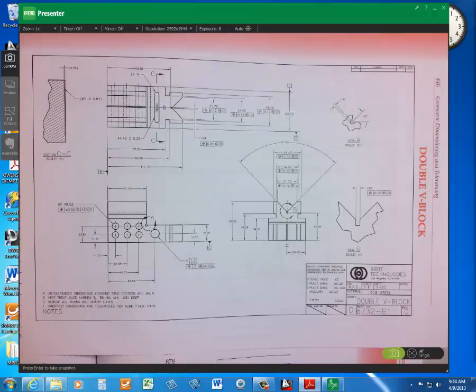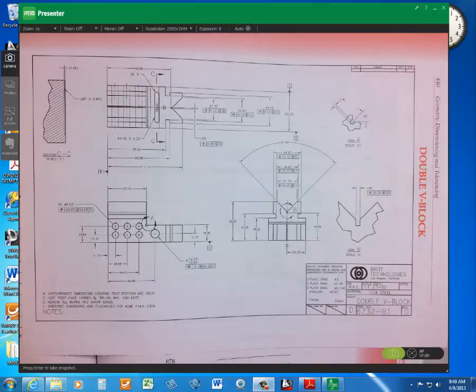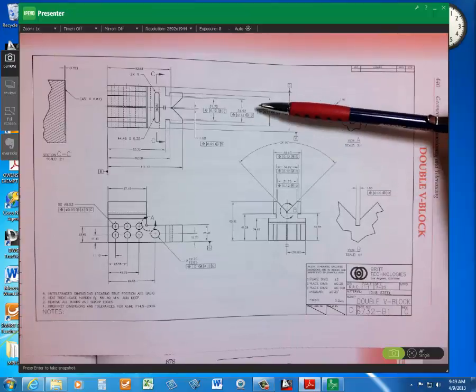Okay, I'm going to need to look at the 44.45 dimension, picking this thing apart up here. It's a 0.12 position tolerance zone, and it references datum D, regardless of feature size. Right here.